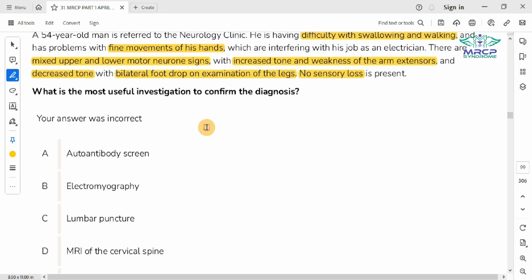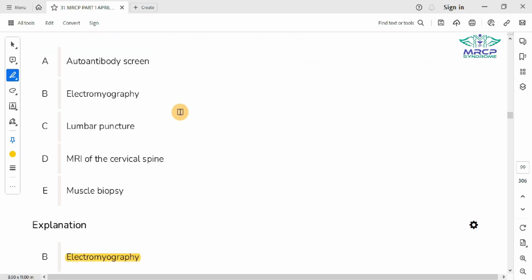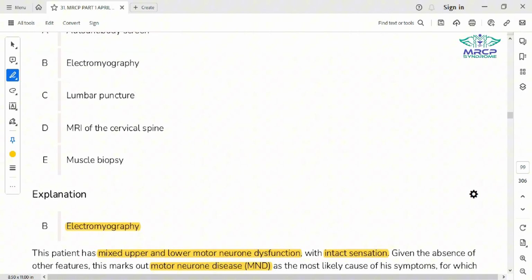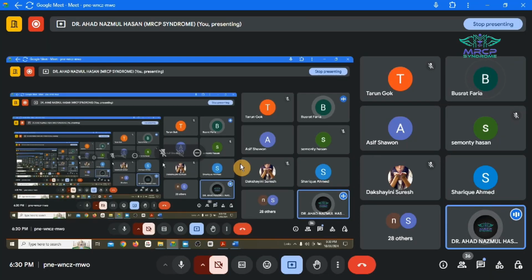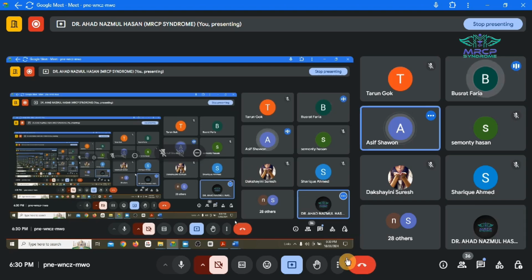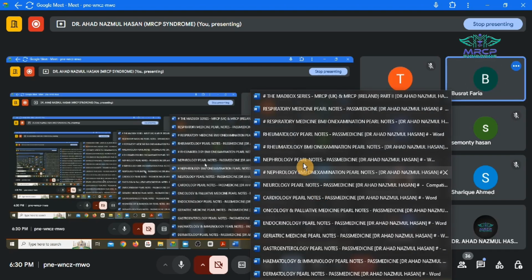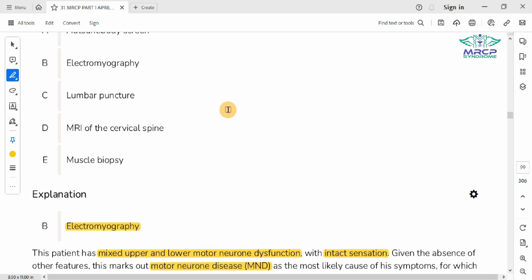And treatment options for MND. One is non-invasive ventilation. Another one is Riluzole. Which one is better? Non-invasive ventilation, yes, non-invasive ventilation is a better choice. But in case of amyotrophic lateral sclerosis, the most common variant, usually we go with Riluzole.